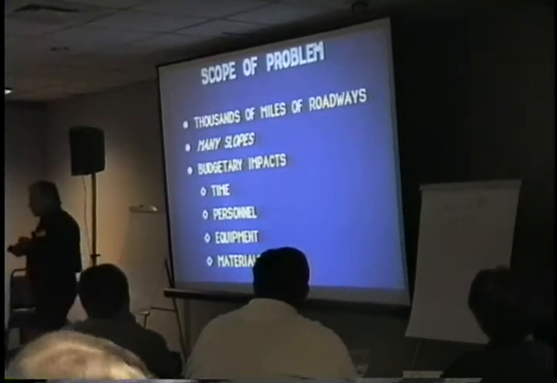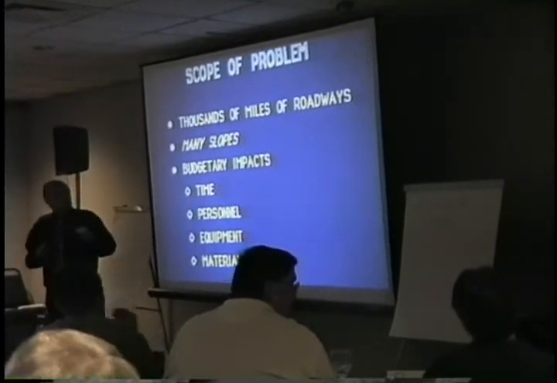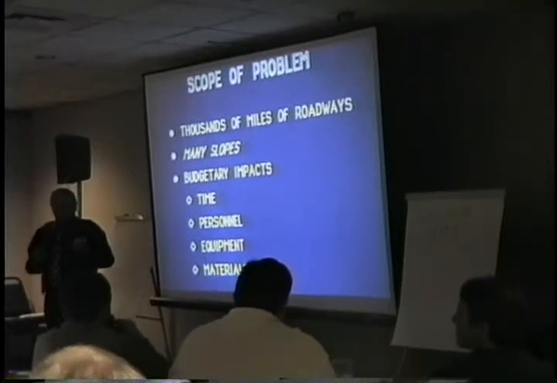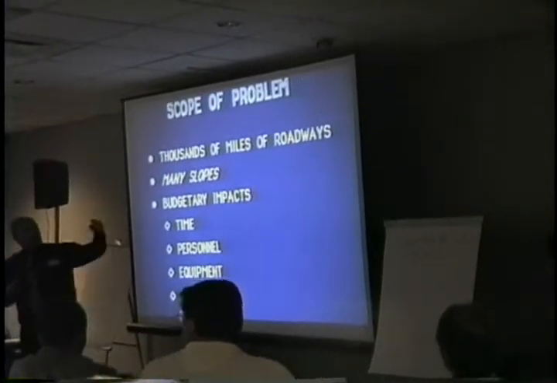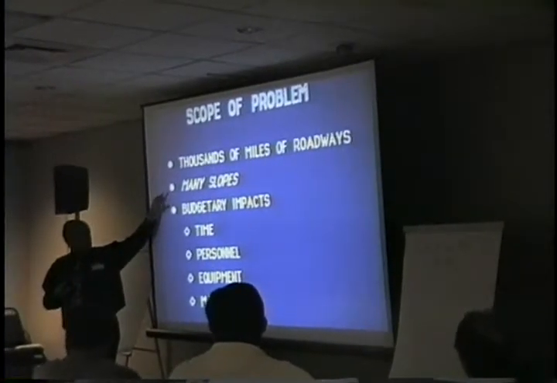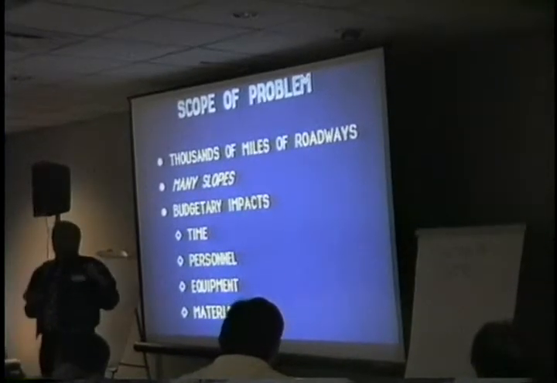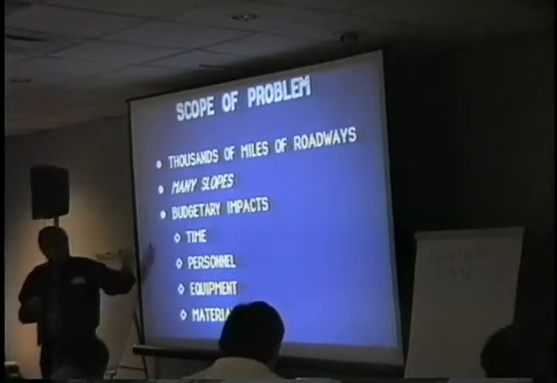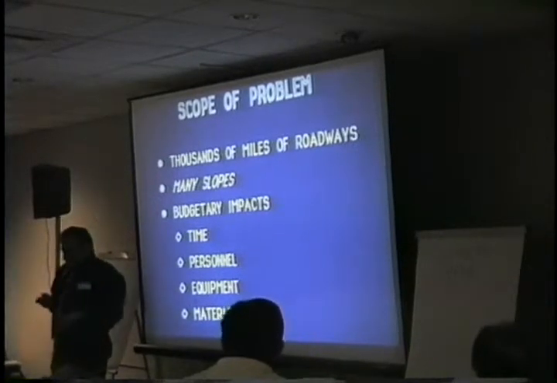They were reporting these problems not only on the interstate, but on their primary highways and secondary rural highways. So they were talking about a significant number of slope failures, and it was having a budgetary impact on the maintenance program in terms of time, personnel, equipment, and materials.